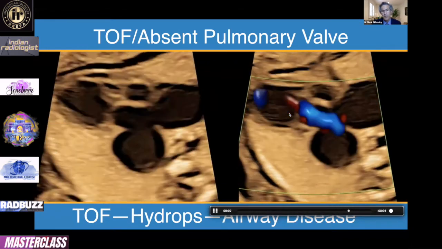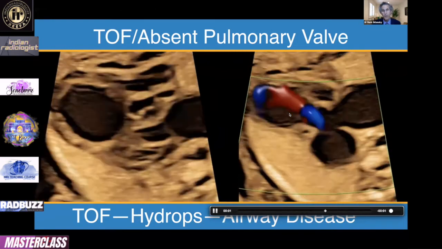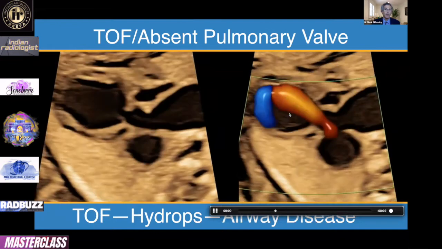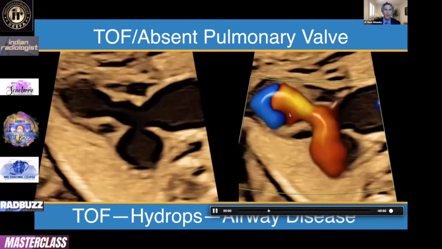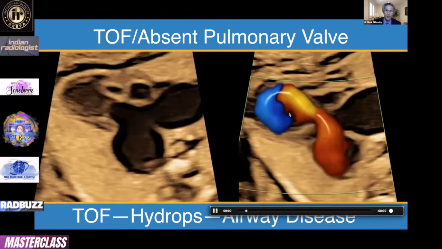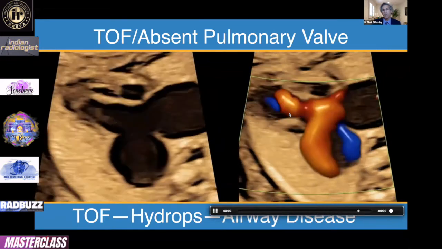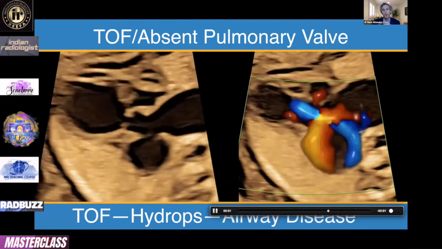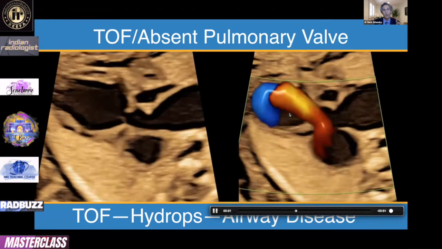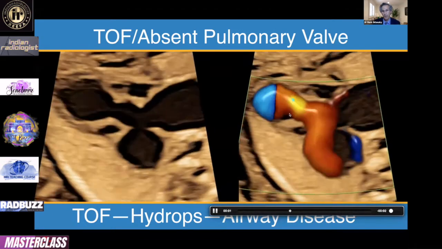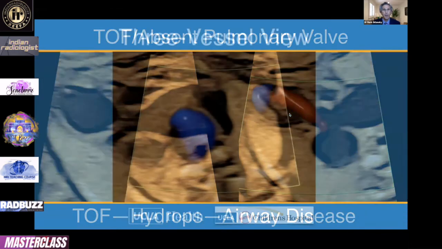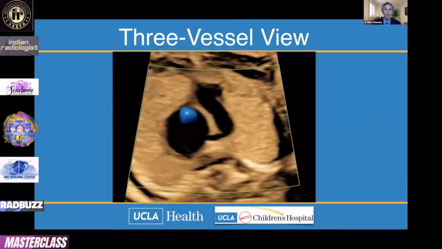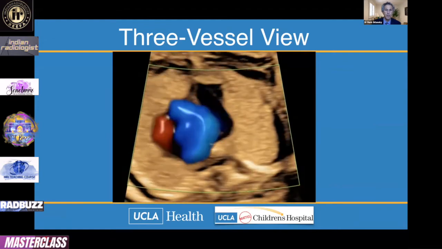And the airway disease, as you might already know, is because the pulmonary arteries are so big that they can either cause hypoplasia of the lungs, unusual, but it's possible. More commonly the lungs are relatively well formed, but the trachea and the bronchi are compressed by the branch pulmonary arteries. This is another three vessel view in a fetus with tetralogy with absent pulmonary valve.